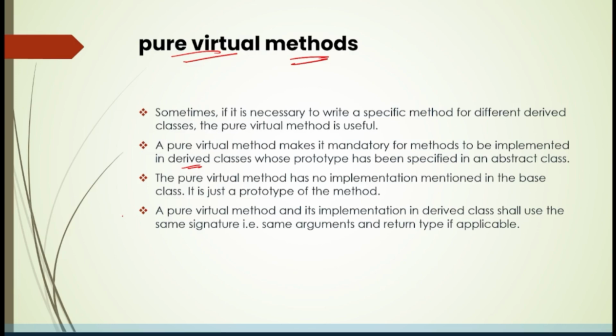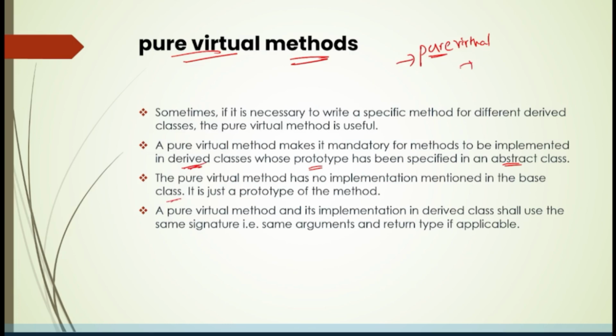But in the case of a pure virtual function, since it is only declared, there is no body, so it is compulsory for the child class to define the method whose prototype has been specified in the abstract class. The prototype is nothing but the declaration of that pure virtual function within the abstract class or base class, and the child classes will be defining this pure virtual function. So this pure virtual function has no implementation in the base class. That is what I'm telling.